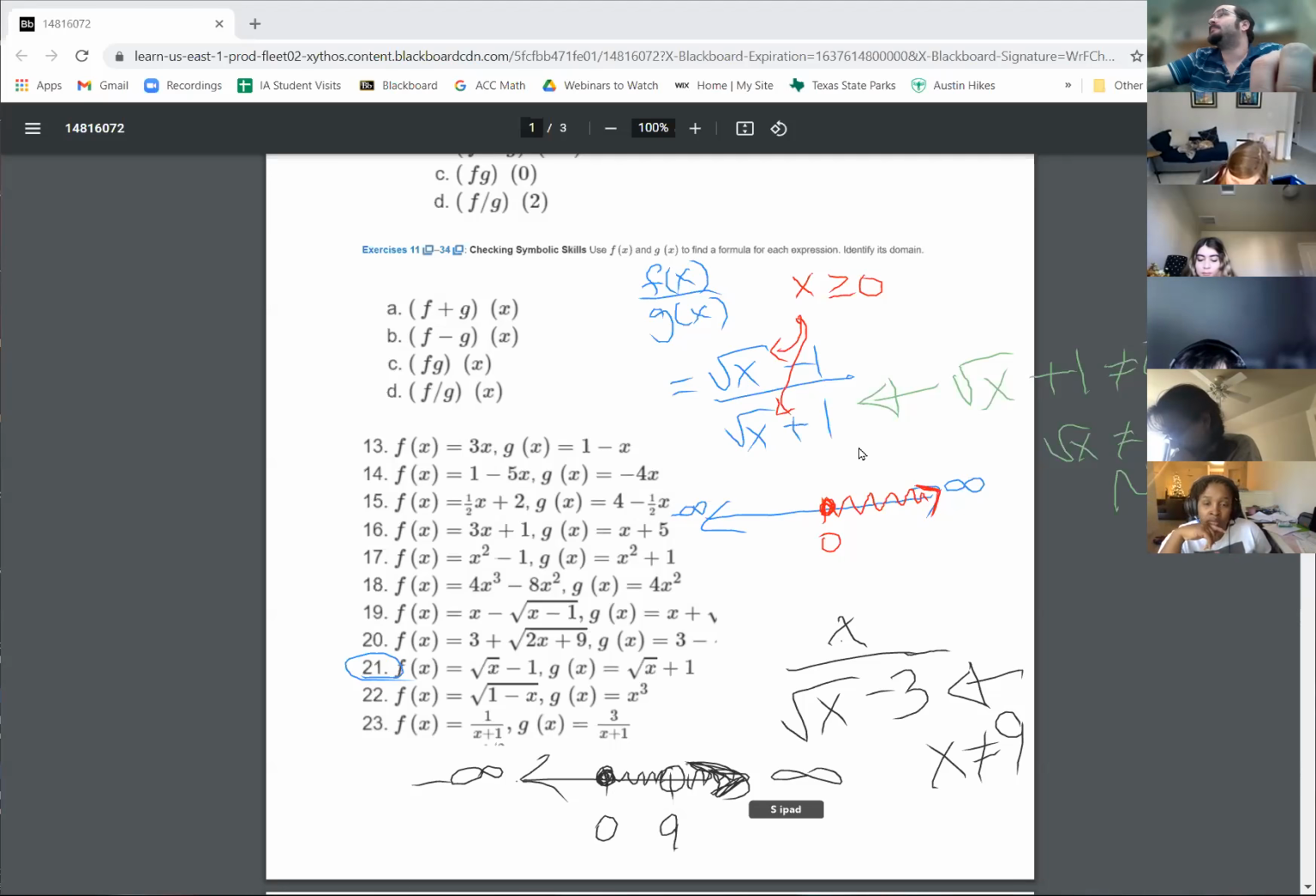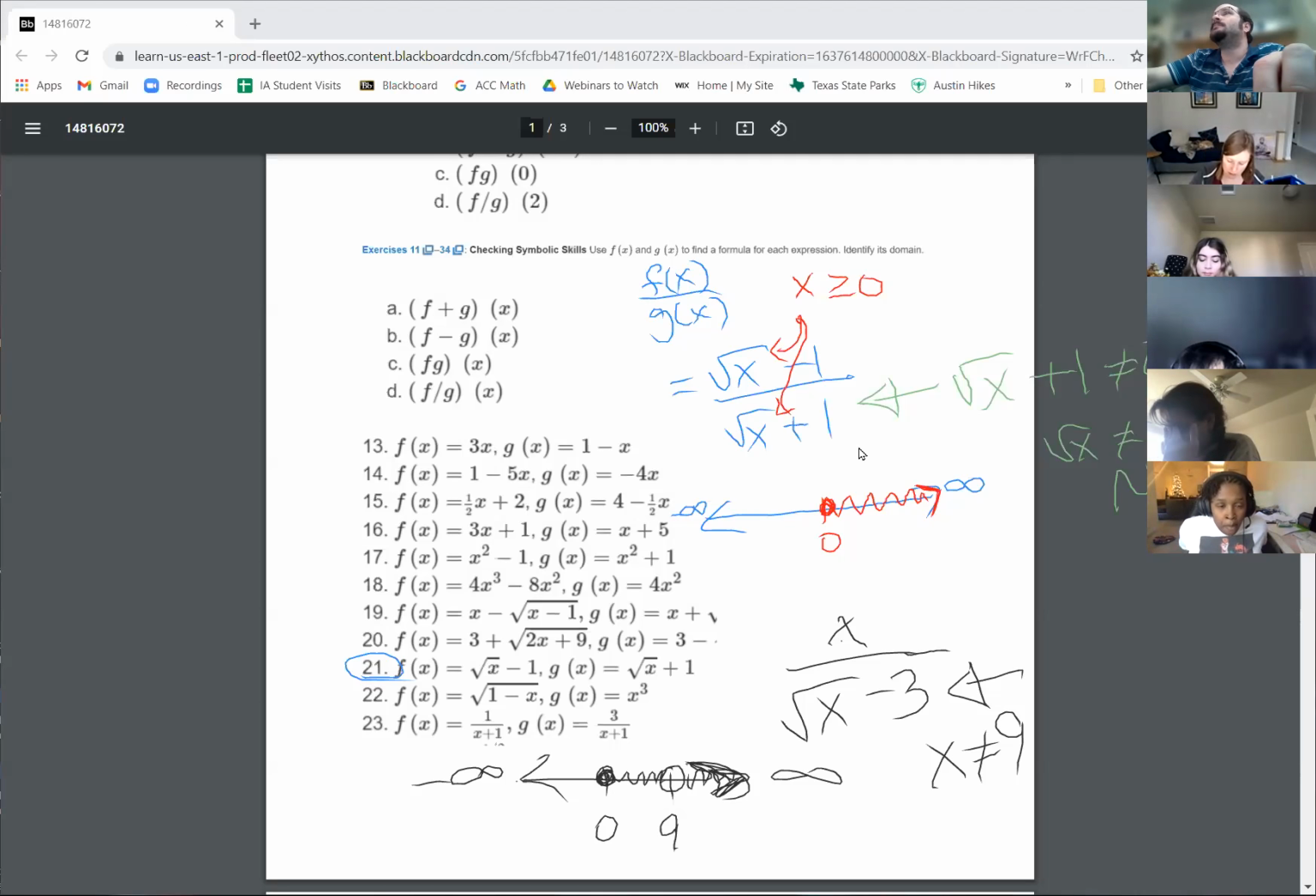You shade that like that. So it's like you go 0 to 9, and then you have a stop sign, so you have to stop there, and then you go 9 to infinity. So it's like that other one we did where we had the union. So that's why I wanted to show you the green, just so you know, it doesn't always work out where the denominator doesn't matter for the domain.